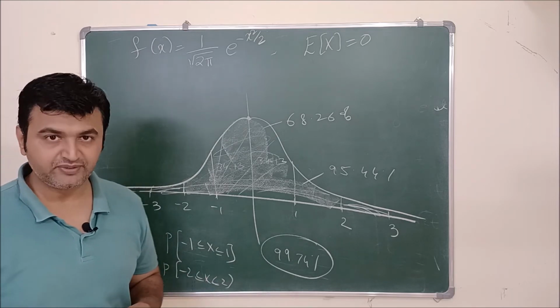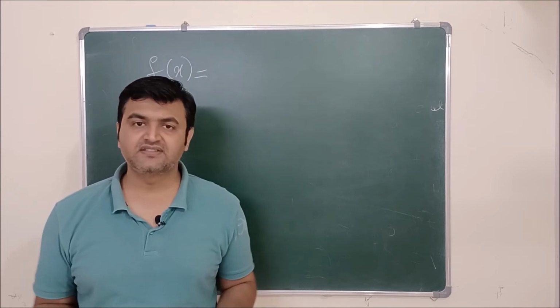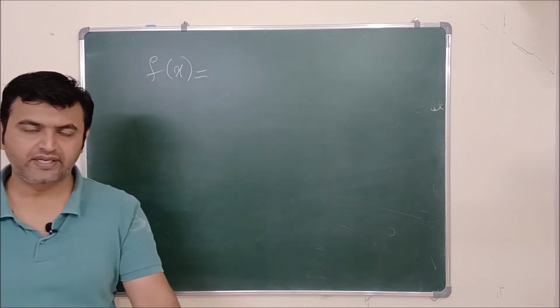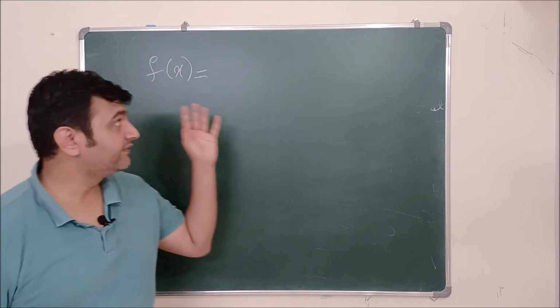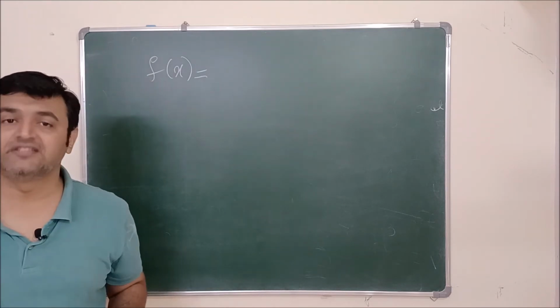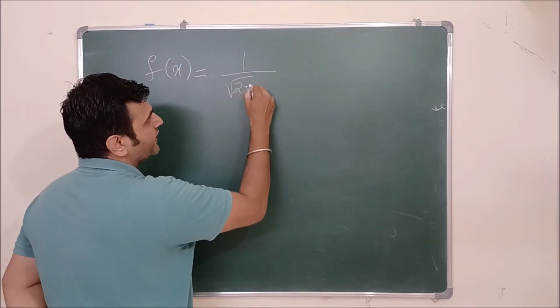It always helps you. Now you may ask, what if the mean is not 0 or the variance is not 1? Mean is mu and variance is sigma square. Then what function should I take so that it will behave like a PDF, or you will get a bell-shaped curve? Well, the answer is you take 1 upon square root of 2 pi into sigma.